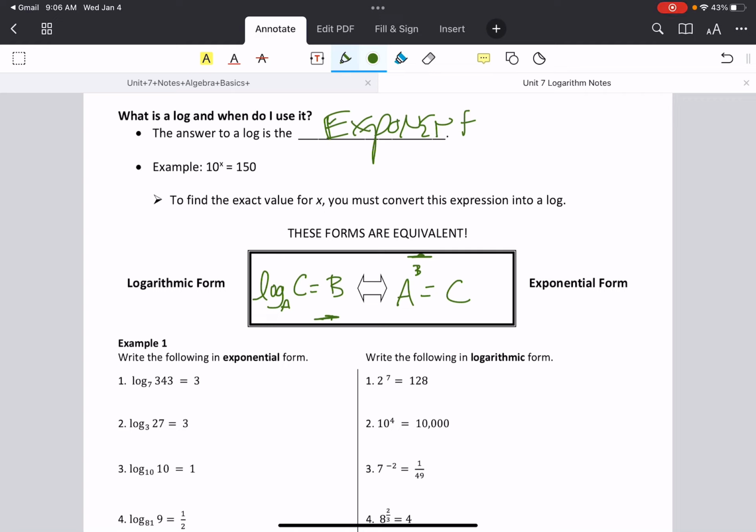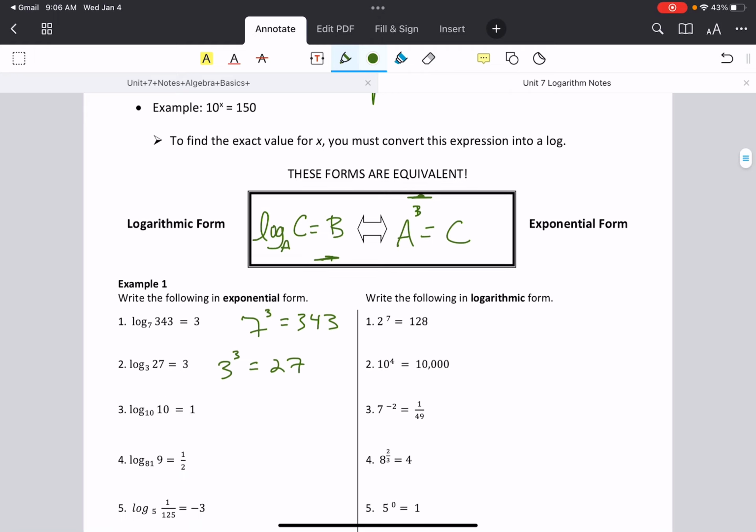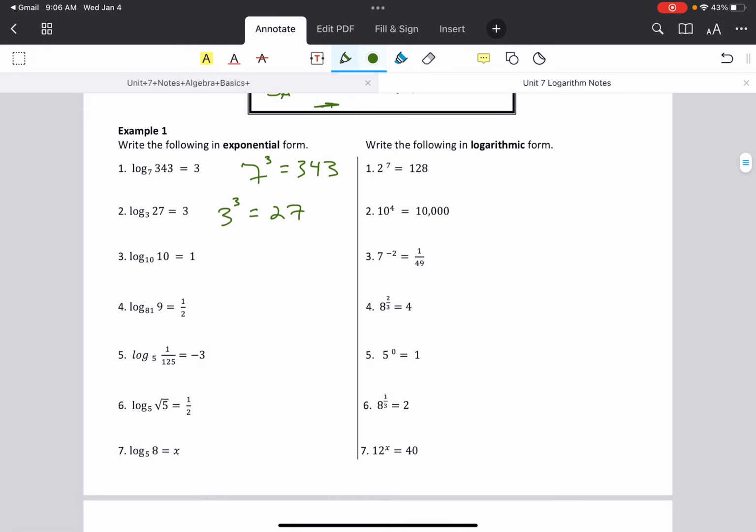Okay, there's nothing to solve on these. I just want you to practice rewriting them. So this one would be 7 cubed equals 343. 3 cubed equals 27. Okay, let's jump to number 4. The 1/2 is the exponent, right?